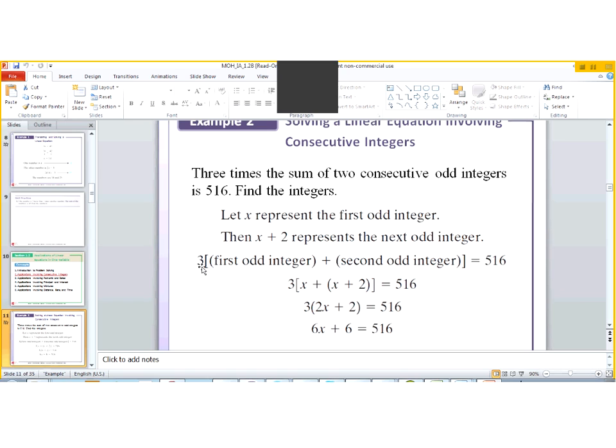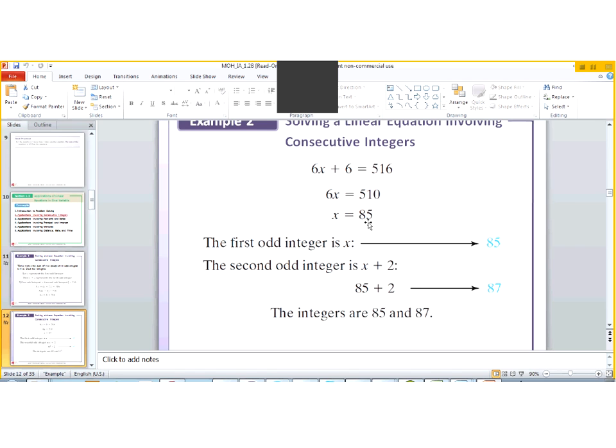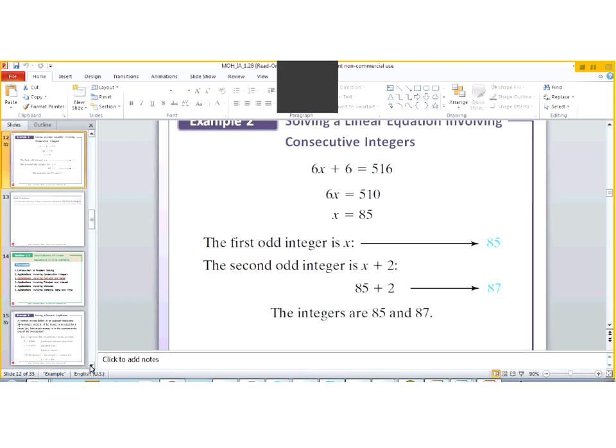So we have 3 times the sum of 2 consecutive odd integers. The sum of 2 consecutive odd integers would be x plus x plus 2. Right? 3 times that, equal to 516. So we made the assumptions, we made the variable, we made the equation. Now we have to solve this and see what x is. Once we do that, we find x equal to 85, so the next number has to be 2 more than that, which would be 87. Okay, are there any questions on that so far?